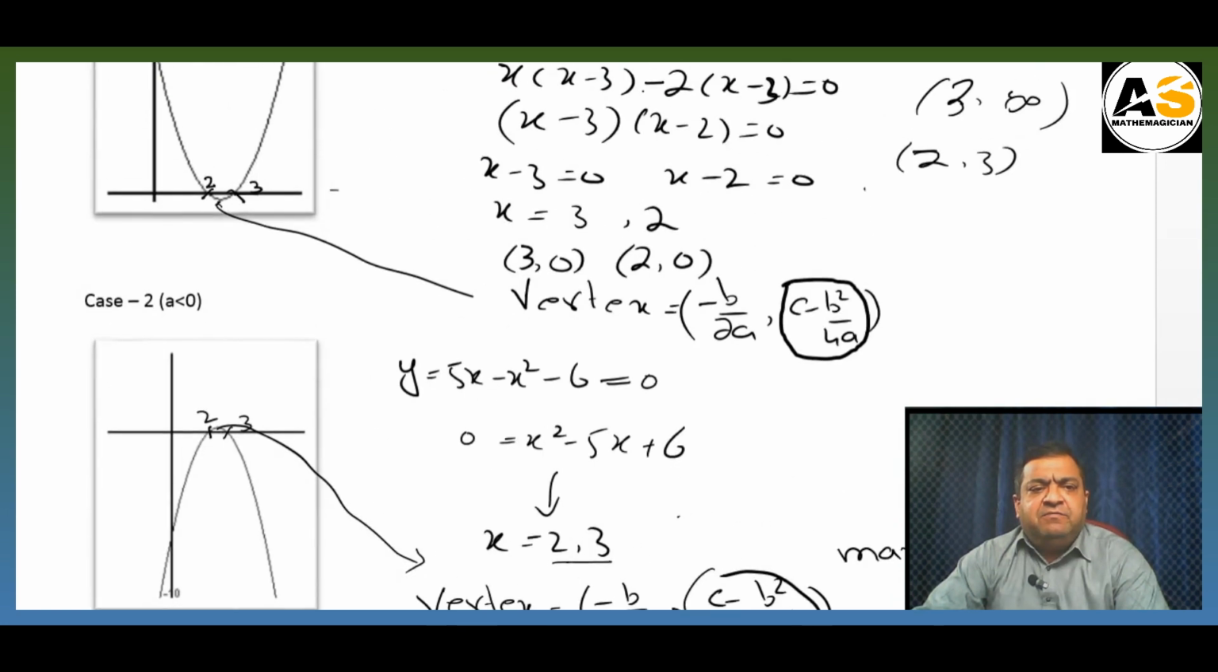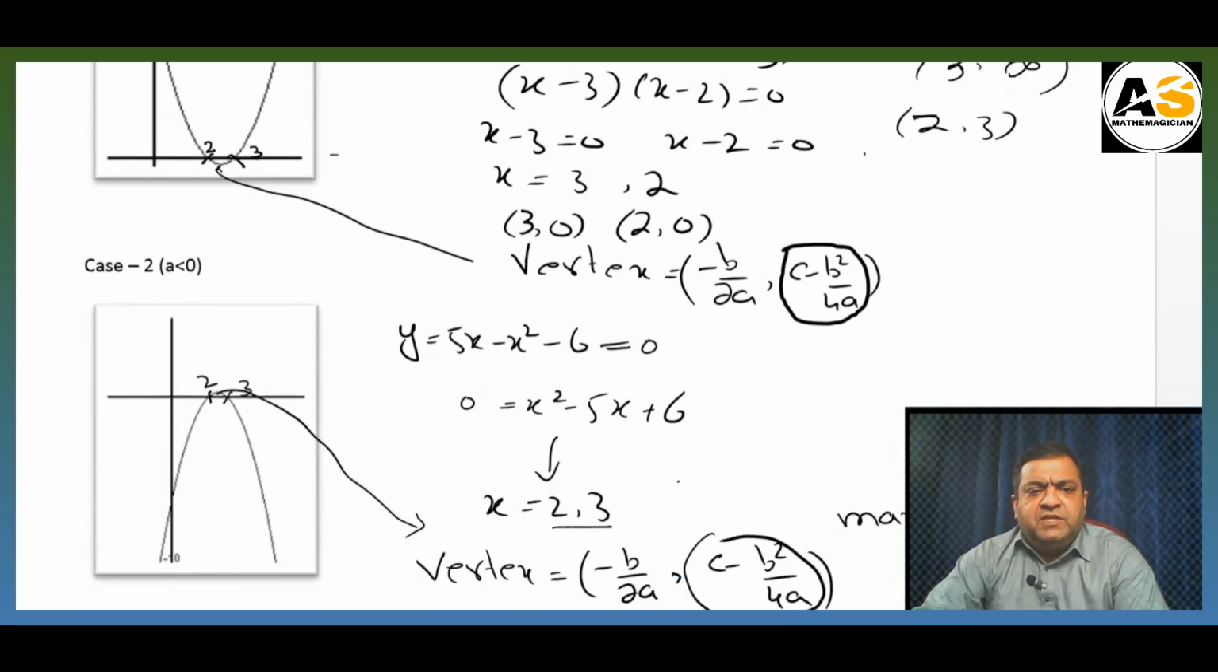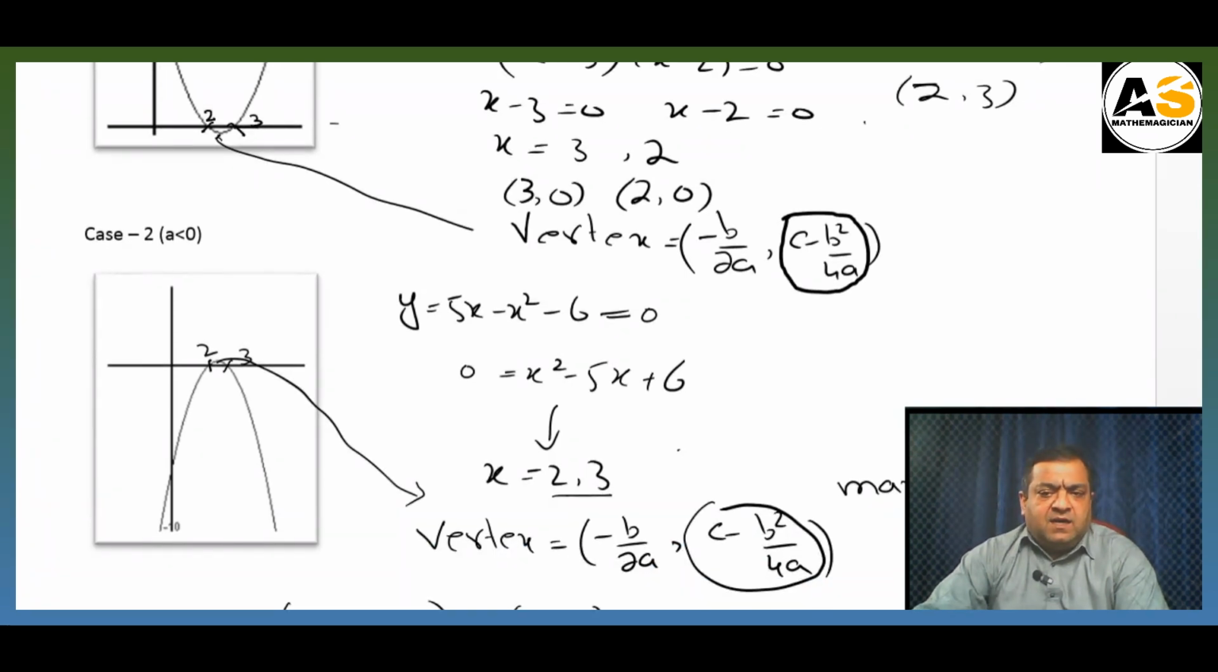It is negative between the roots in the first case, and it is positive between the roots in the second case. In the first case, from negative infinity to the first root, and then from the second root to infinity, it is positive, and in the second case the situation is vice versa. So these were two important graphs which we need to understand when we have to answer the real-time exam-based questions.